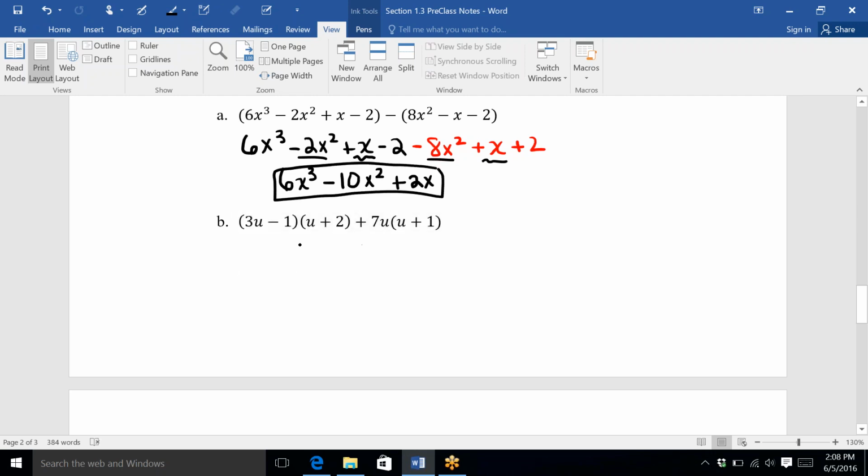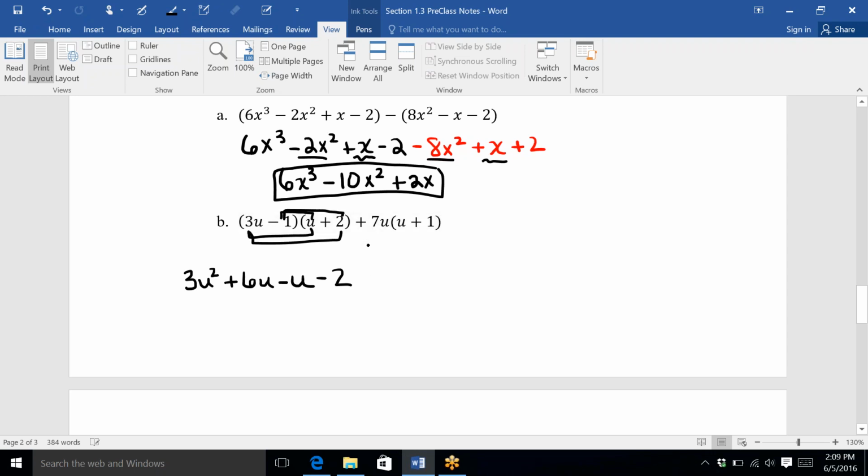Okay, we have a combination of things going on in here in B. We have a FOIL property, a distributive property, and we're adding some things. So let's do the FOIL property first. That would be 3u squared. 3u times 2 would be 6u. Negative 1 times u would be negative u. Negative 1 times 2 would be negative 2.